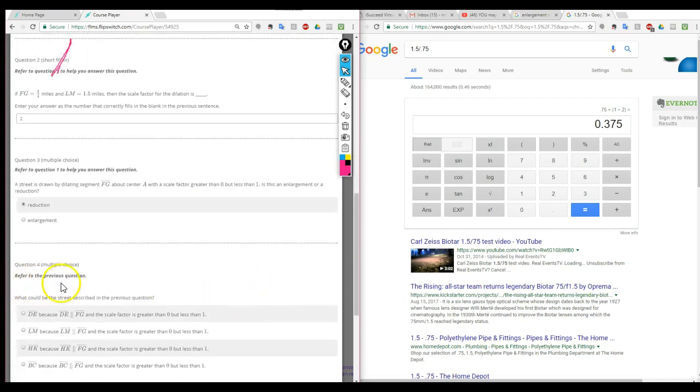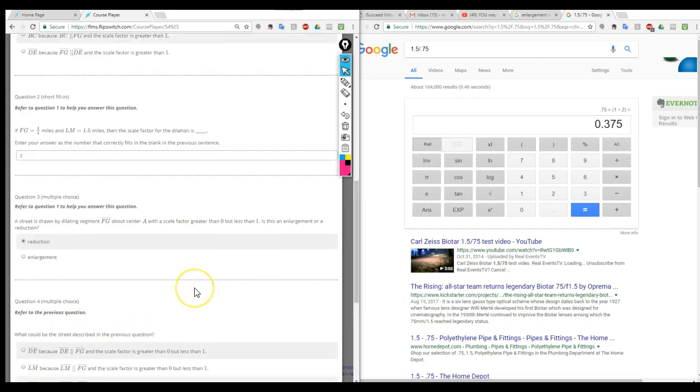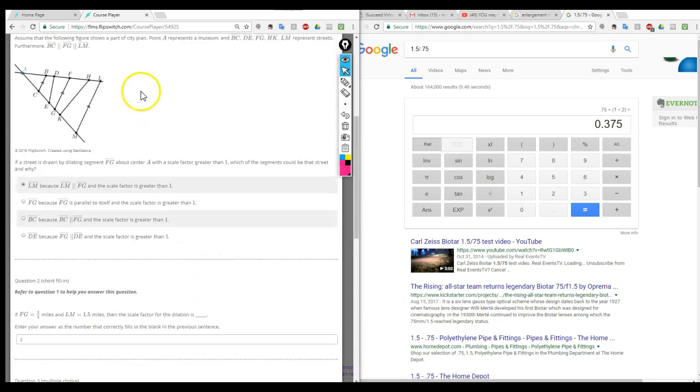And question 4, refer to the previous question. What could be the segment described in the previous question? So what line was reduced by a dilation of FG? So it has to be parallel. And this reminds me of when you put a rubber band on your finger and you stretch it out. That's an enlargement of that rubber band. And when you let it shrink from your original size, that would be a reduction.